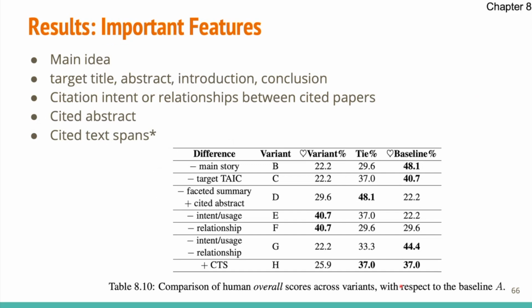So we got a whole bunch of interesting results. As table 4 shows, we found most of the features we propose useful. They are the main idea of the target related work section provided by the human user, and also the target paper's title, abstract, introduction, and conclusion section. And the third is the citation intent or relationships between each cited paper, and also the cited papers' abstracts. And finally, sometimes cited text plans are also very useful.